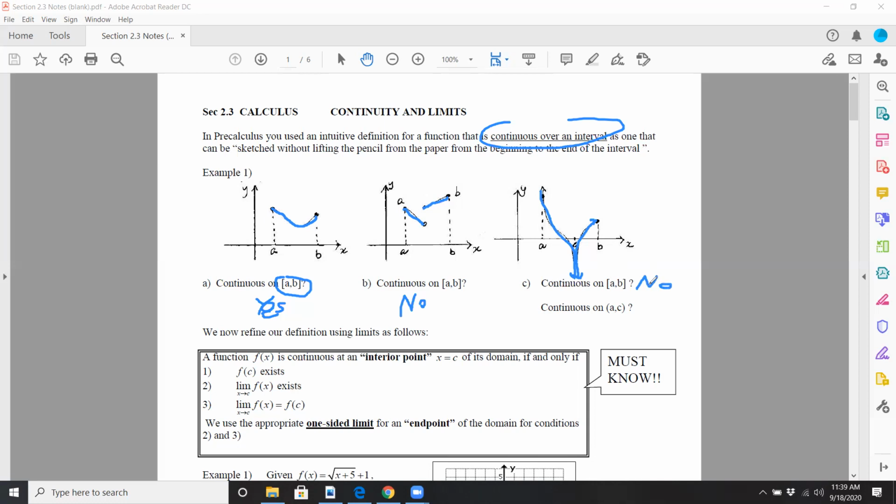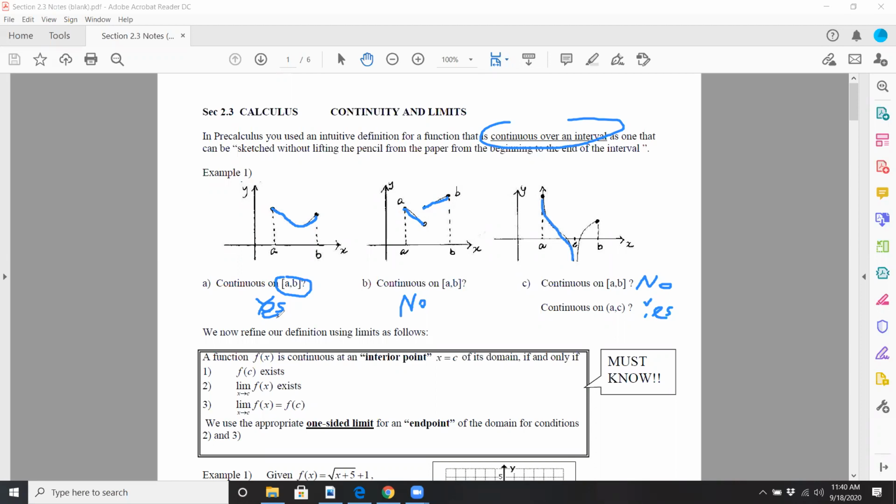However, is it continuous on the interval from a to c non-inclusive? So let me go ahead and erase this. So from a to c, c is actually right in the middle. And non-inclusive, well, yeah, it is continuous there on that interval. So we have to be very mindful about our intervals.